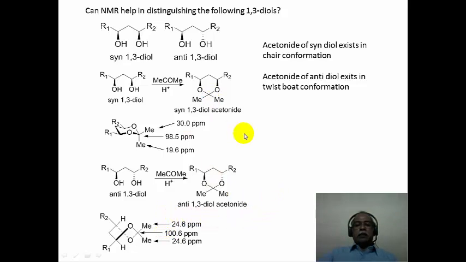So here is an example. The alcohol itself is not directly identified as the syn or anti-diol. A derivatization is done. Because the derivative has a specific conformation, that information is necessary to understand this molecule. So once you know the conformation to be a chair or a twist boat, then one can easily figure out the two different chemical shifts for this conformation and only one chemical shift value for these two methyls in this particular conformation.